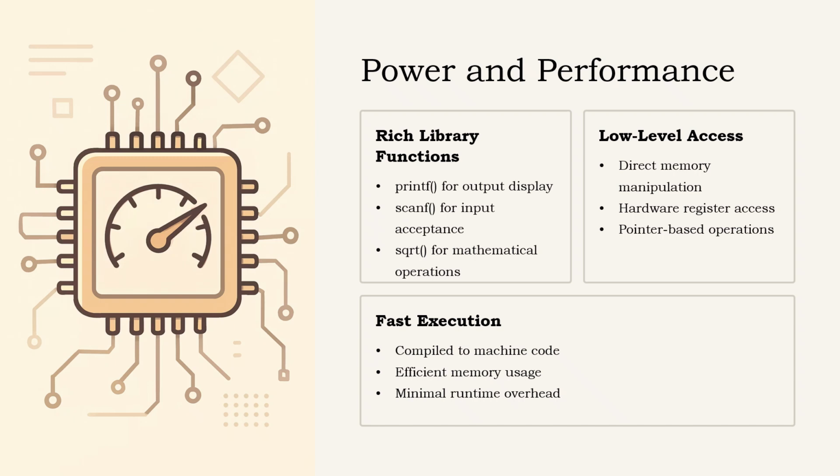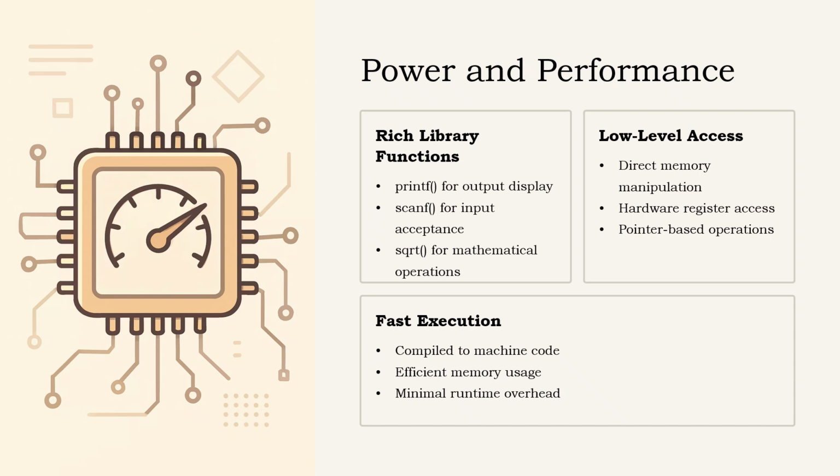When it comes to another feature, C is powerful and efficient. C is known for its high performance and efficiency. Programs written in C execute very fast because it works close to hardware. It allows direct memory manipulation. Because of its efficiency, it is widely used in operating systems, compilers, embedded systems. For example, many operating systems such as Linux are written in C language.